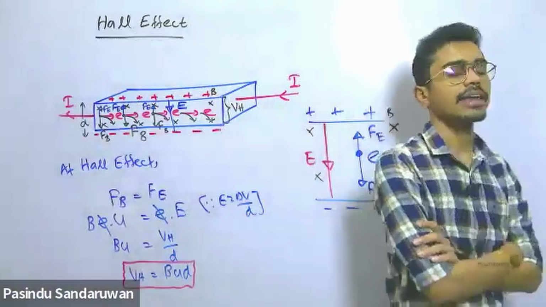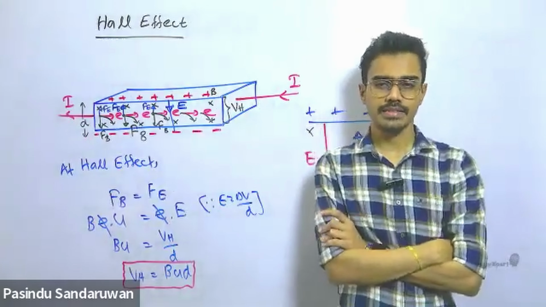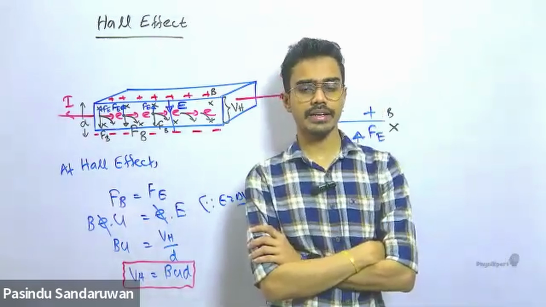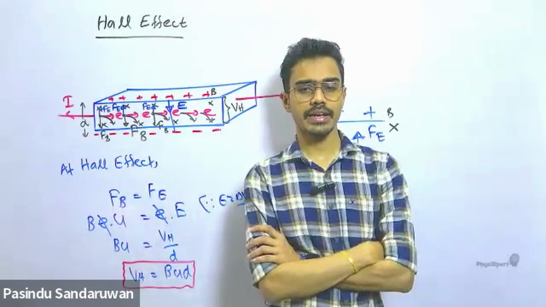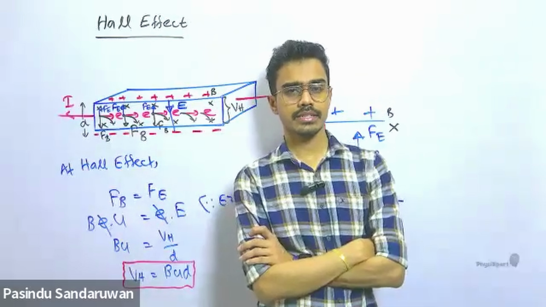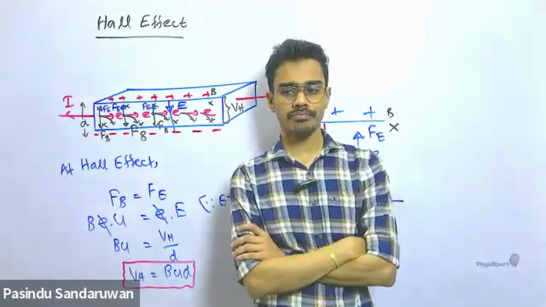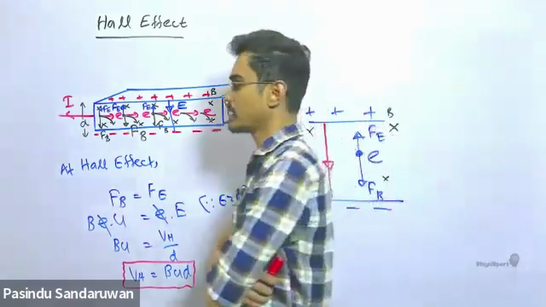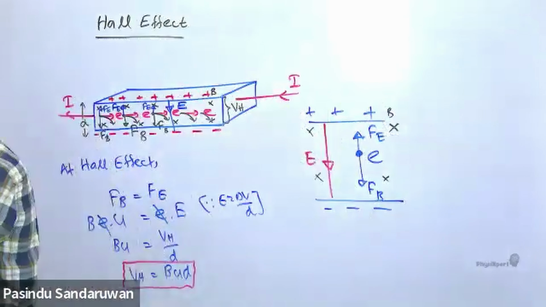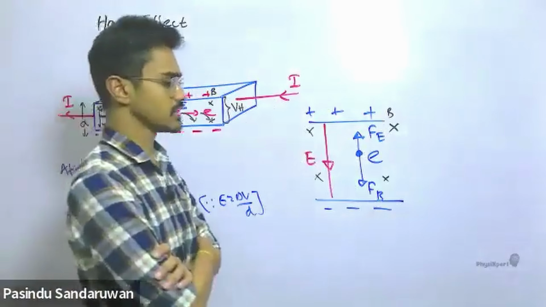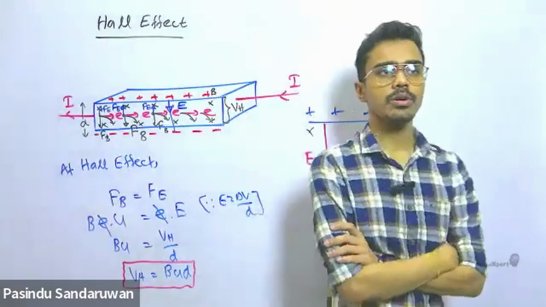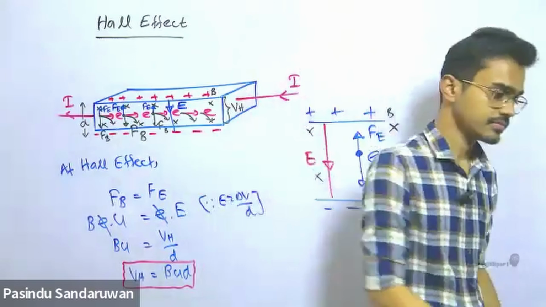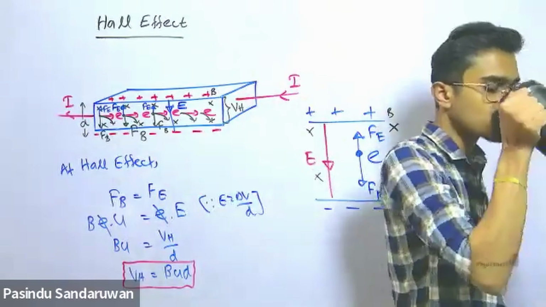And it creates an electric field from higher potential to lower potential, within brackets, plus to minus.